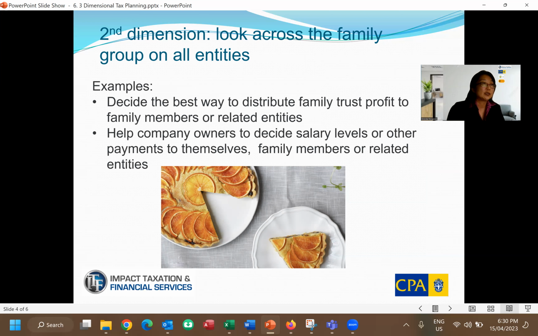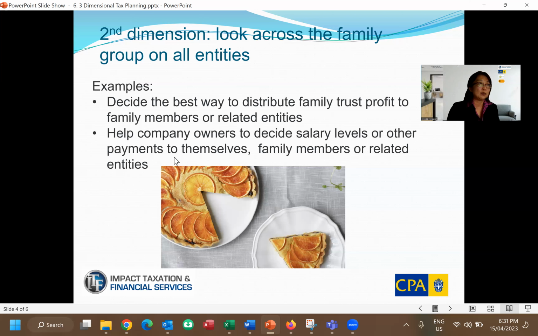So recently, there are a lot of new tax office requirements, such as the professional firm profit distribution rules. We need to actually add a lot more considerations into this second dimension, when we organize tax planning sessions with our clients. All right. So that's actually the second dimension.